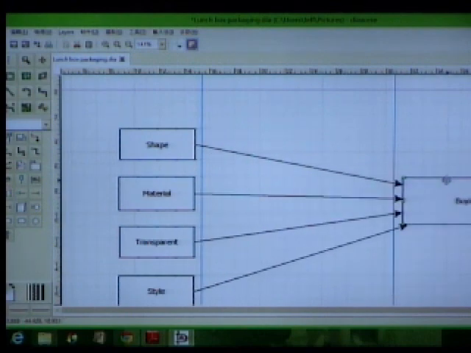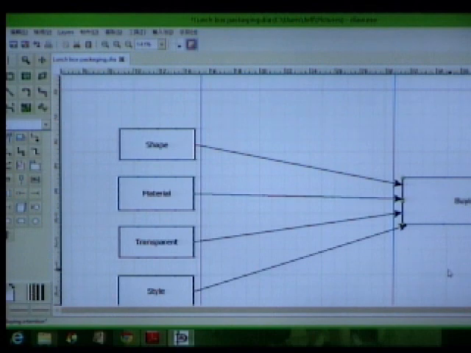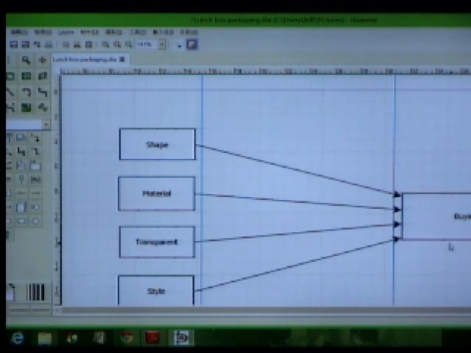All right. Can Microsoft Word do that? No. Can PowerPoint do that? No, I don't think so. All right. Thank you. Okay.